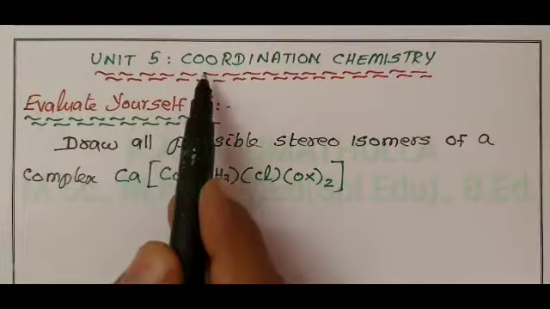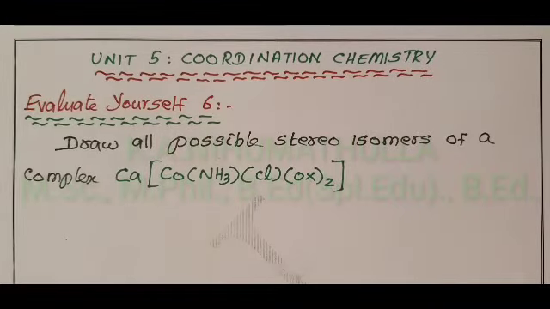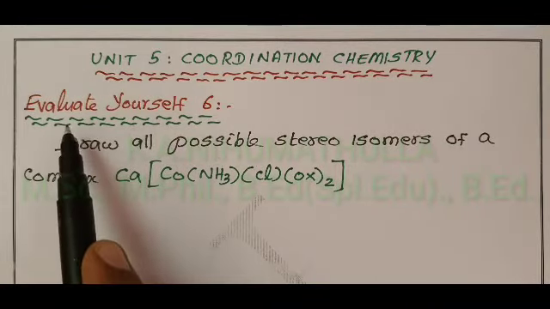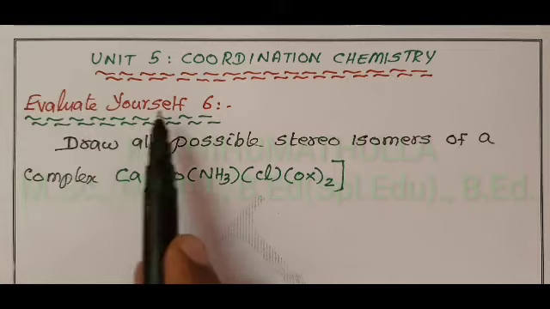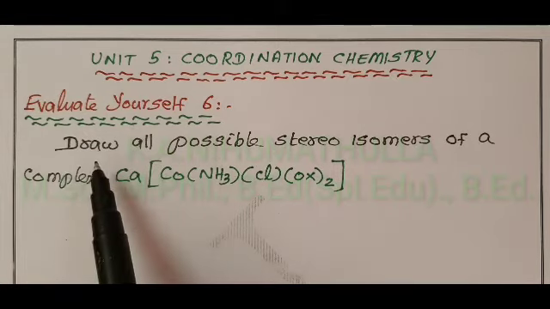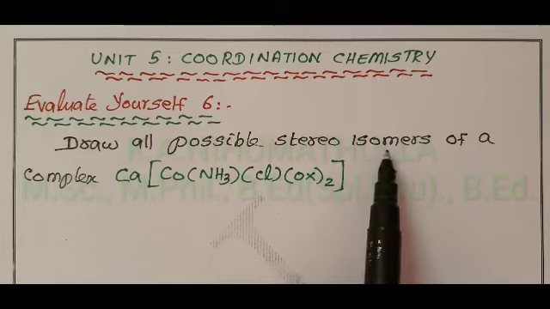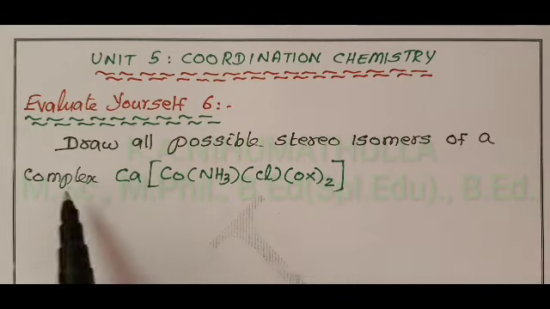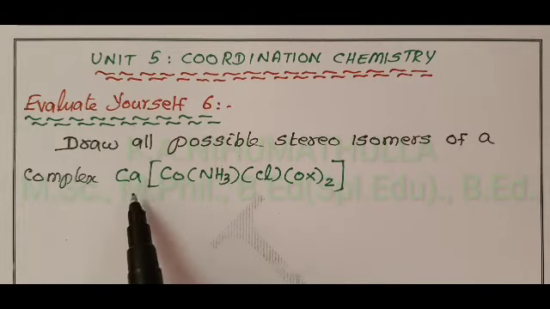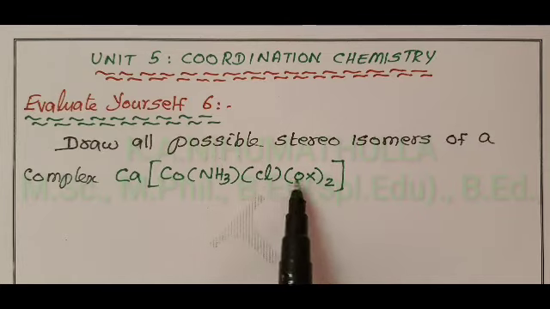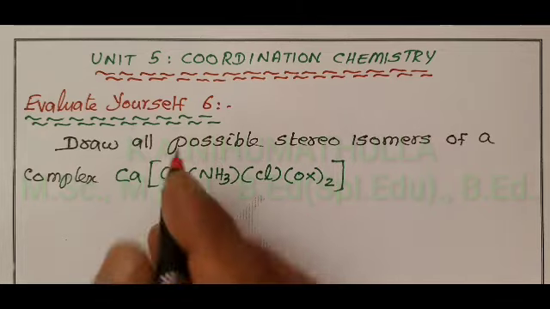Unit 5 Coordination Chemistry. In this video, we are going to discuss Evaluate Yourself 6. Draw all possible stereoisomers of a complex Ca[Co(NH3)Cl(ox)2]. The central metal ion in this complex is, we know, cobalt.